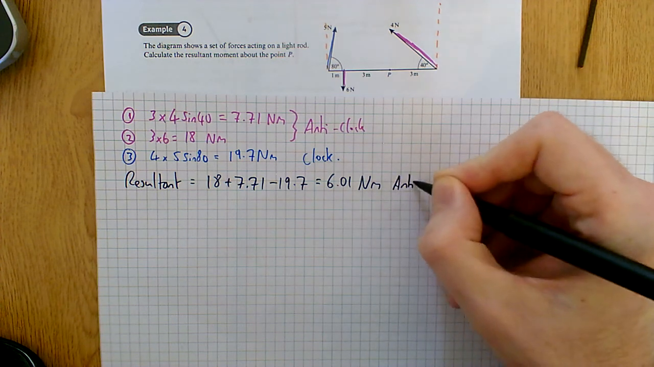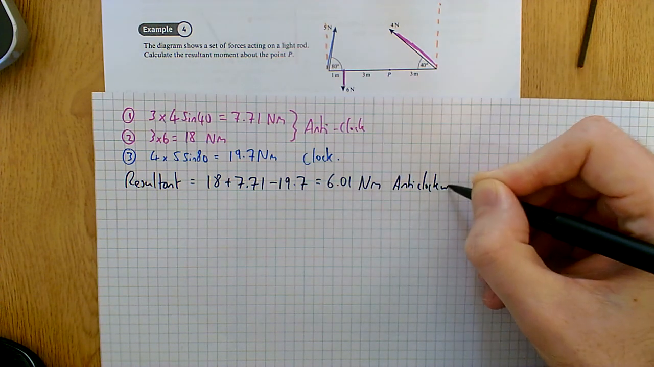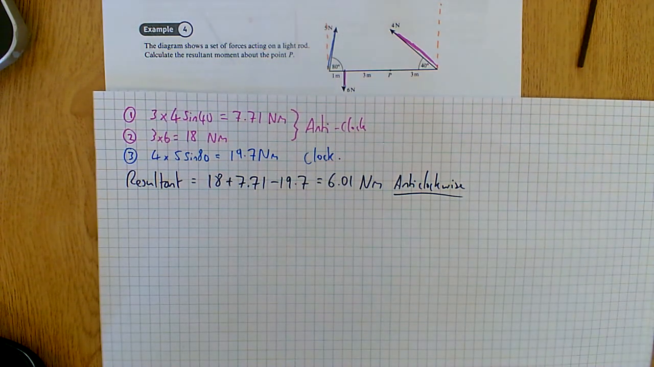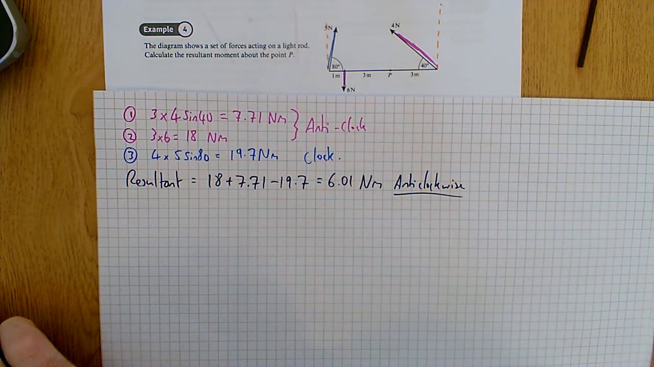and we must include the direction, right? That's the whole point. It's no good saying what the overall resultant moment is if we've not got that direction, because we want to know which way it's turning, and it's going to turn anti-clockwise.